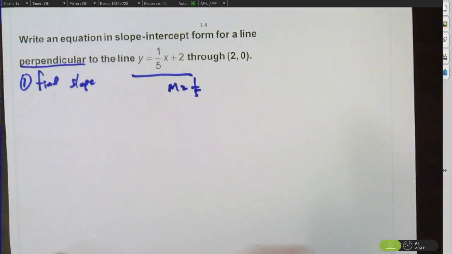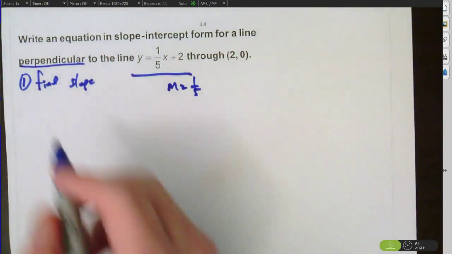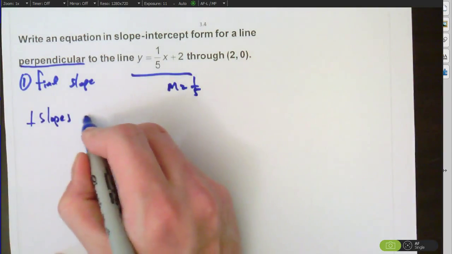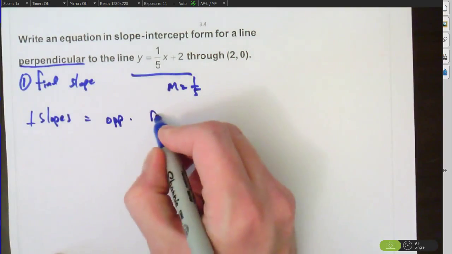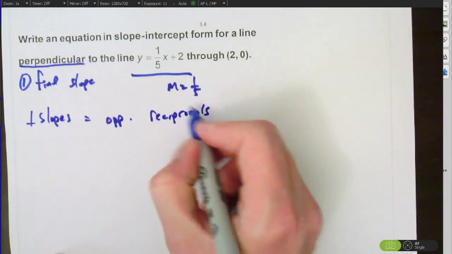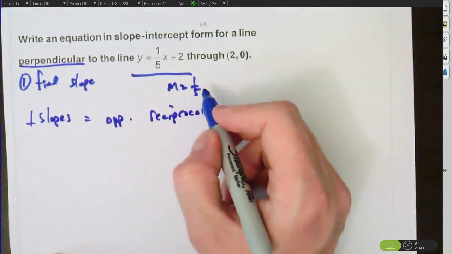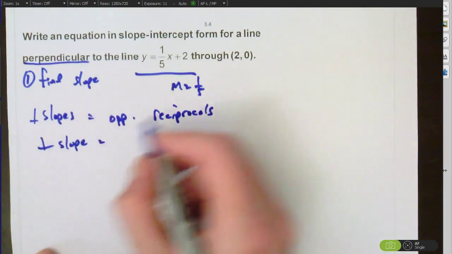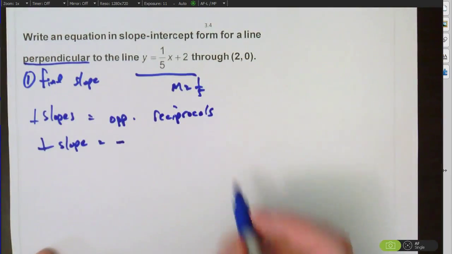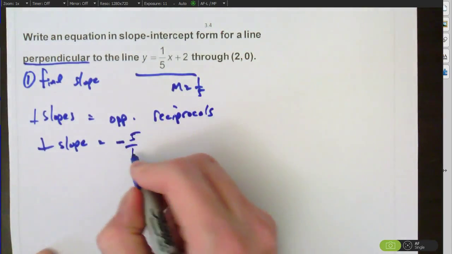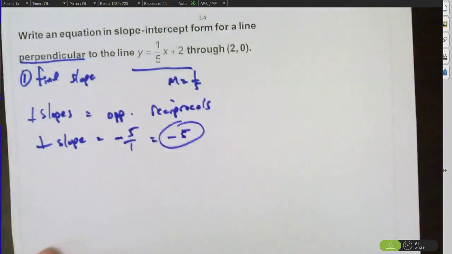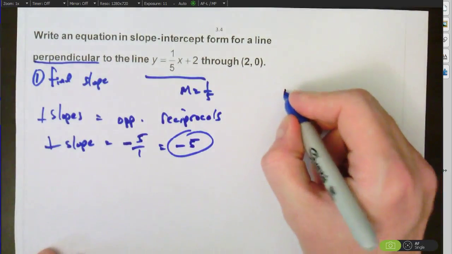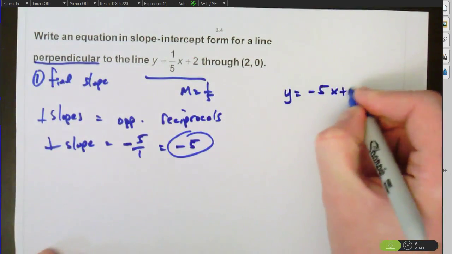Now we did perpendicular slope again in section 3.3. 2 lines are perpendicular if their slopes are opposites and reciprocals. So if my slope here is 1/5, the perpendicular slope will be, first of all, not positive but negative. And then what's the reciprocal of 1/5? 5/1. So my slope is negative 5. Okay, so I've got that. y equals negative 5x plus b.